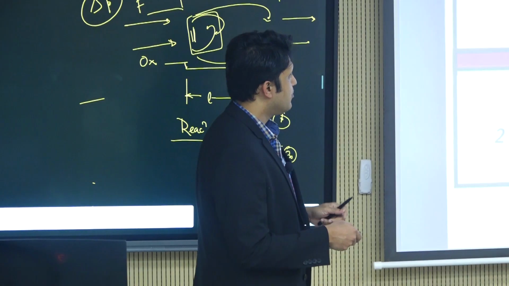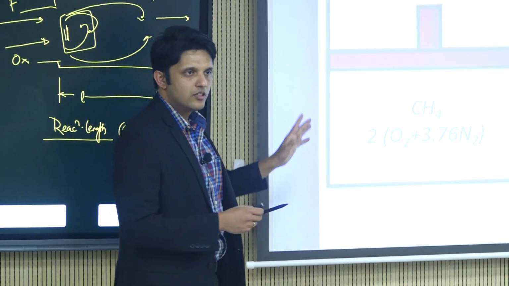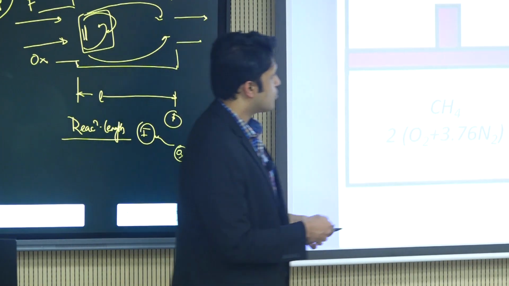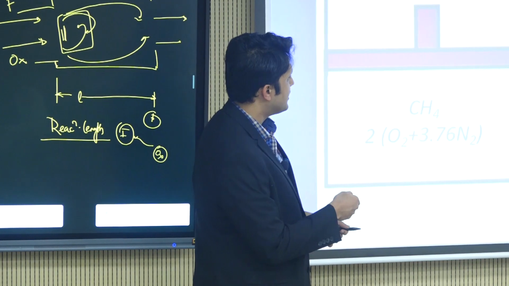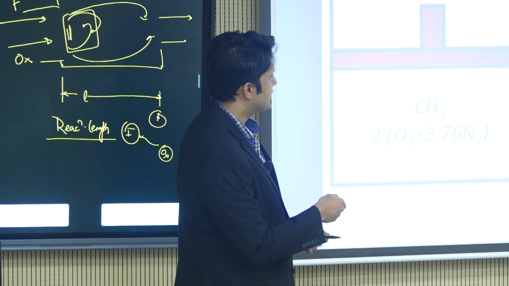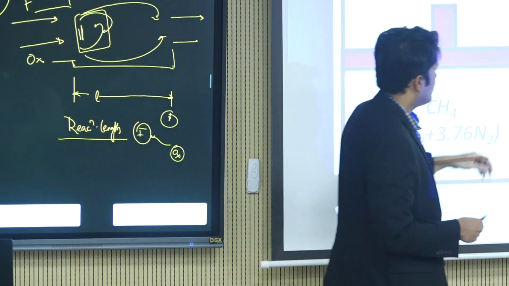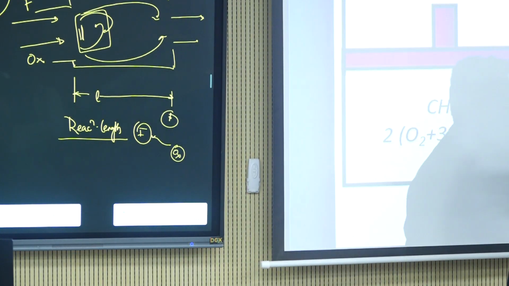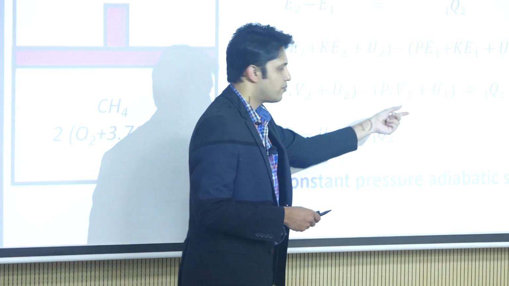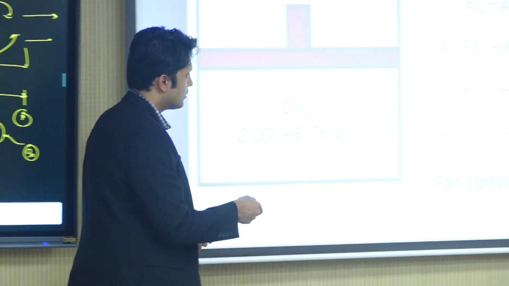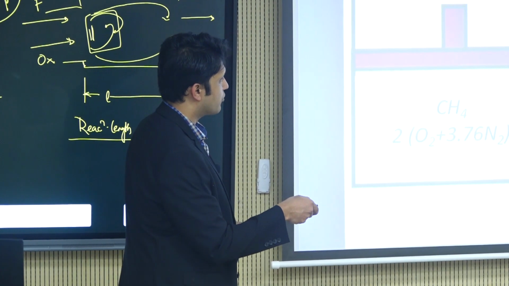Okay, so in most of the systems, the change in potential energy or kinetic energy is negligible, so you can neglect those. So PE2 minus PE1 basically cancels out, and similarly kinetic energy cancels out. So what you get is P2V2 plus U2 minus P1V1 plus U1 equals the heat that is being added during the change of process.